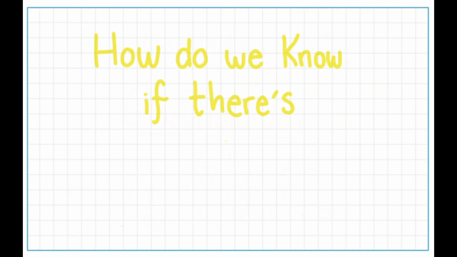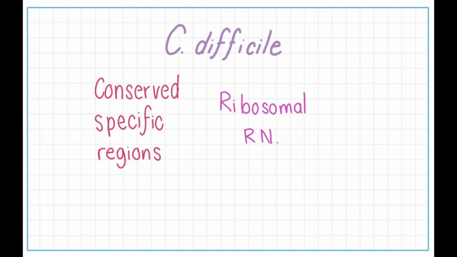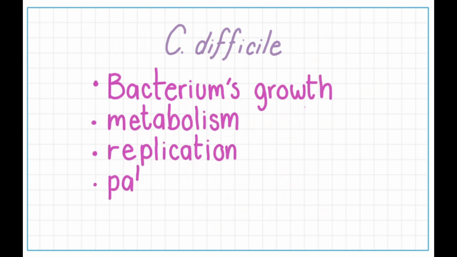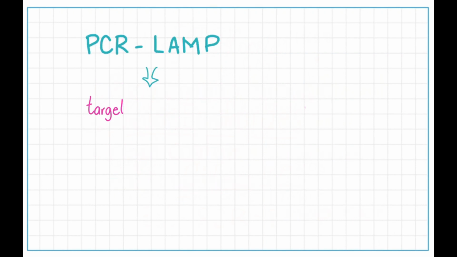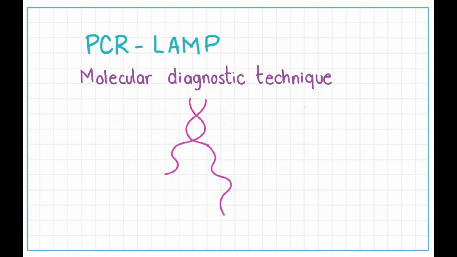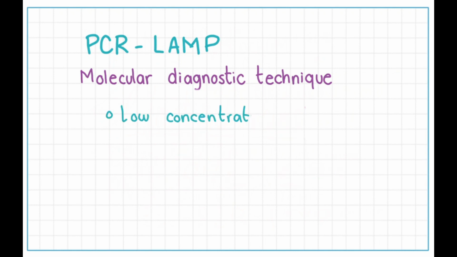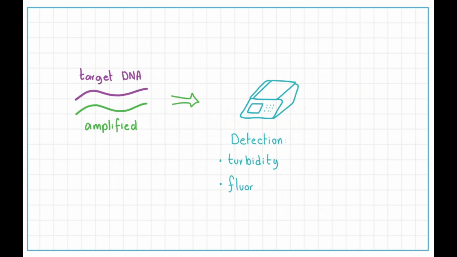How do we know if there's a CDI? Clostridioides difficile possesses conserved regions, like ribosomal RNA encoding, necessary for the bacterium's growth, metabolism, replication, and pathogenesis, including colonization, production of toxins, and immune evasion. Techniques like PCR-LAMP assay can target those conserved regions. PCR-LAMP is a molecular diagnostic technique that amplifies specific DNA sequences even at low concentrations, and is relatively simple and fast compared to traditional PCR methods. Once the target DNA sequences are amplified, they can be detected with visual inspection of turbidity or fluorescence-based detection systems.